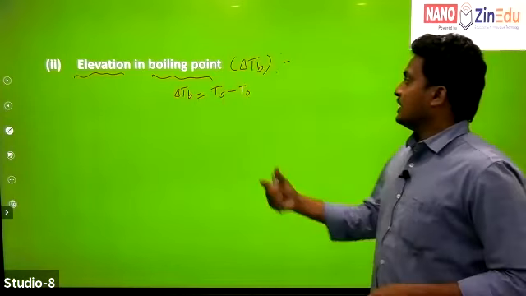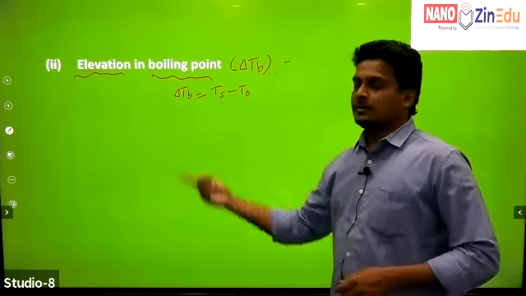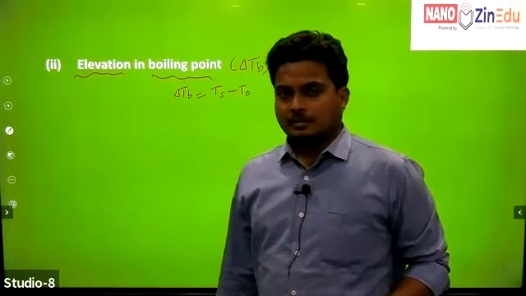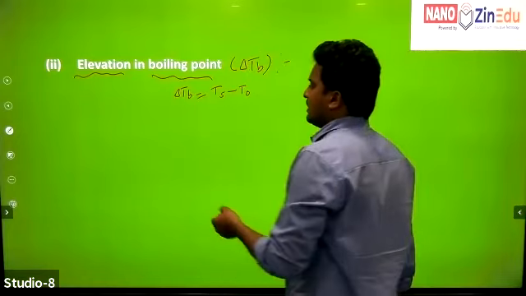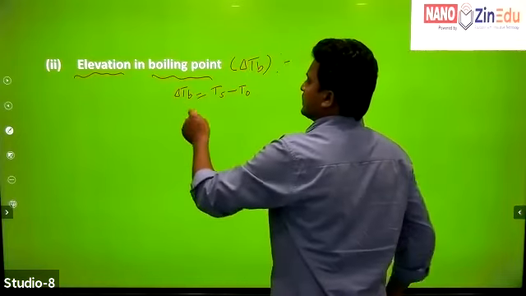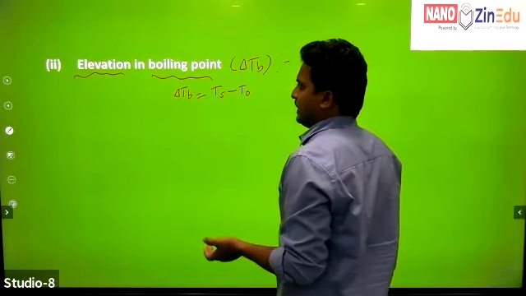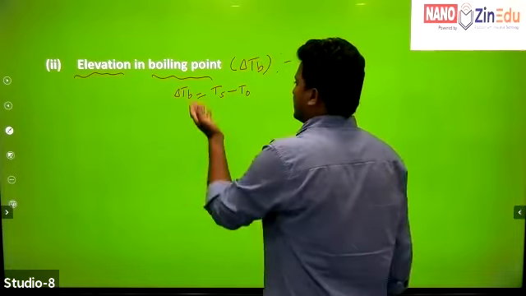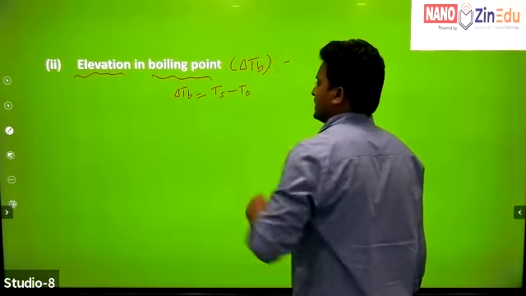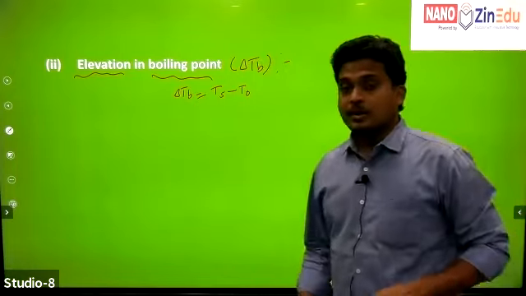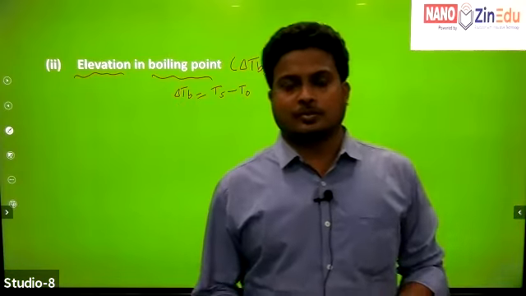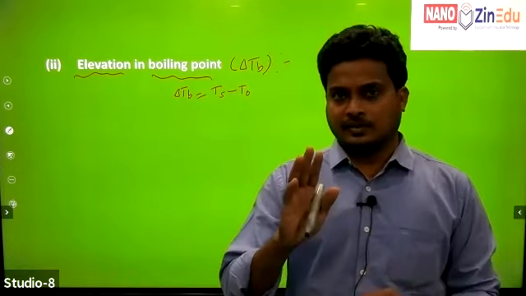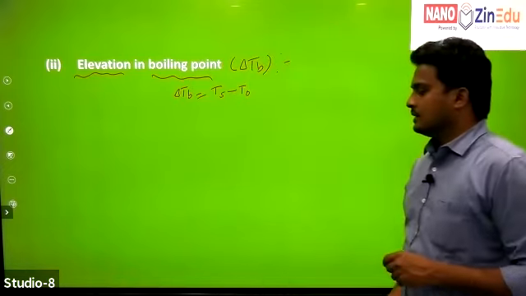How much is the increase in boiling point? It is always represented by delta. Change in boiling point is represented by delta T, right? So TB here indicates the boiling point. Elevation in boiling point, how much of an increase in boiling point? That is delta TB equal to Ts minus T0. Don't forget, it is the boiling point of solution, always greater than the boiling point of pure solvent.